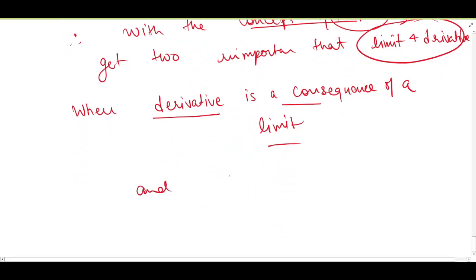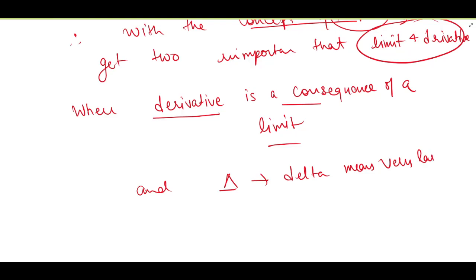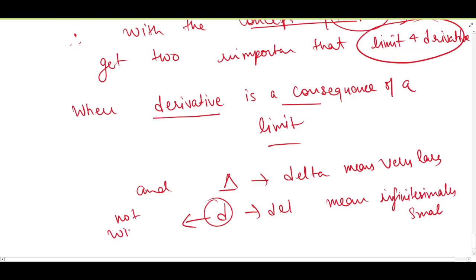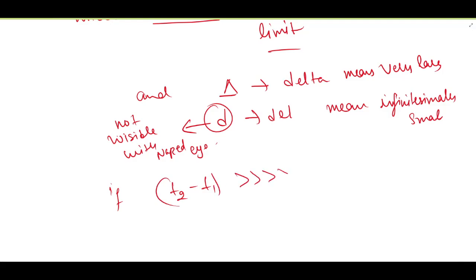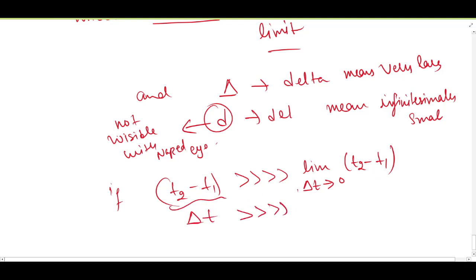And so this is delta notation. Delta means very large, and d, which is used in derivative, is known as del, which means infinitesimally small, not visible with the naked eye. So from the above example, if t2 minus t1 is very large compared to the limit as delta t tends to 0, that is delta t is very large, and this whole is dt.